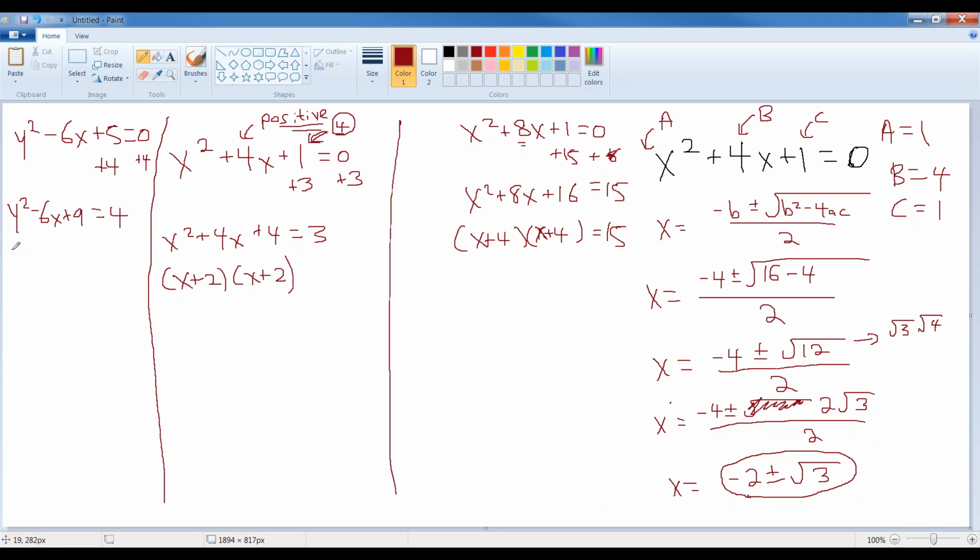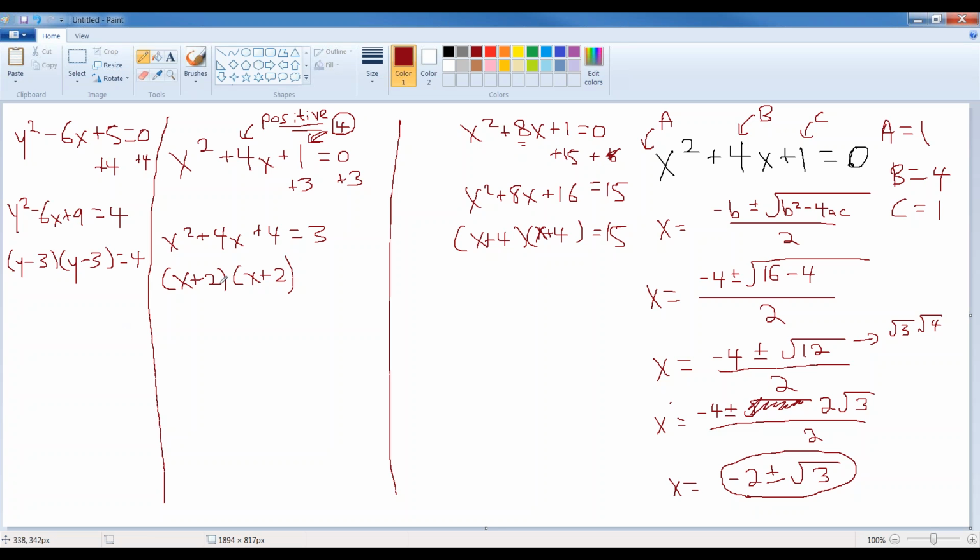And this also does the same thing. If we factor this, we'd get y y. What two numbers multiply up to positive 9 and add up to negative 6? The answer is negative 3 and negative 3. It's a negative and a negative because this is a positive and this is a negative. So negative 3 times negative 3 is positive 9, whereas negative 3 minus 3 is negative 6.